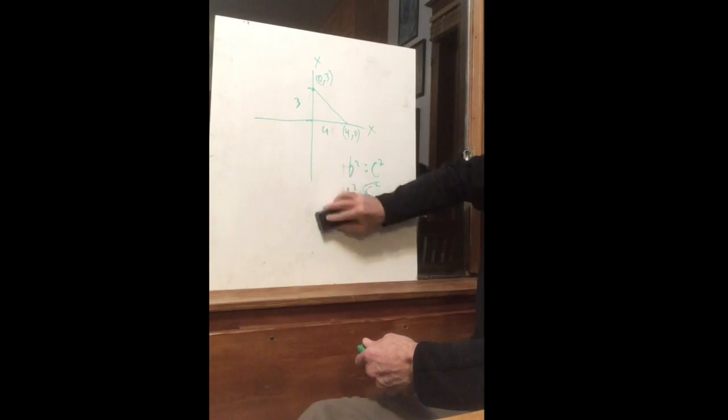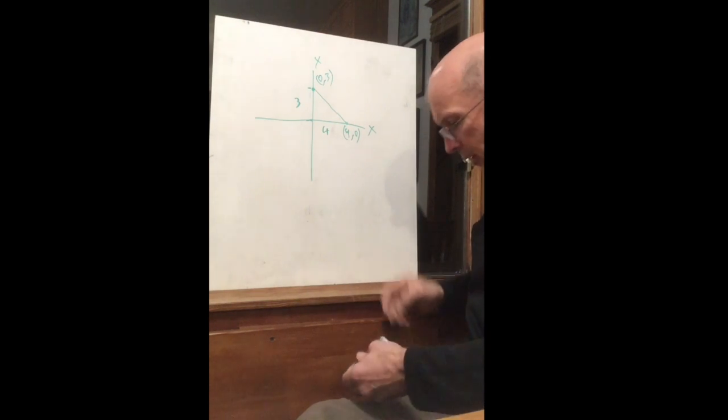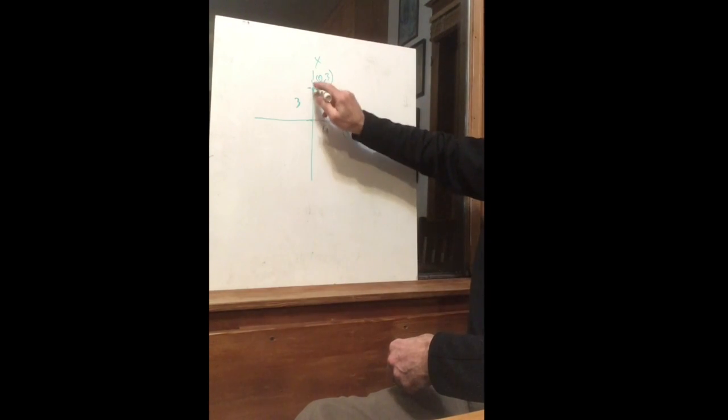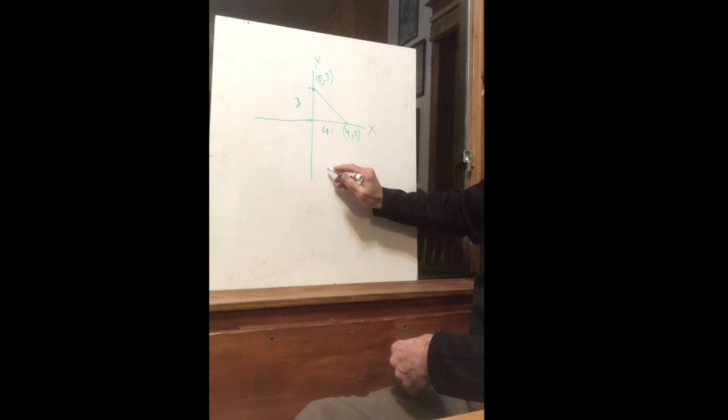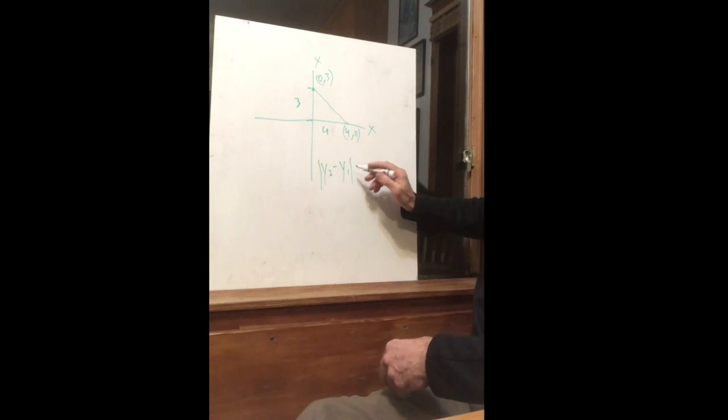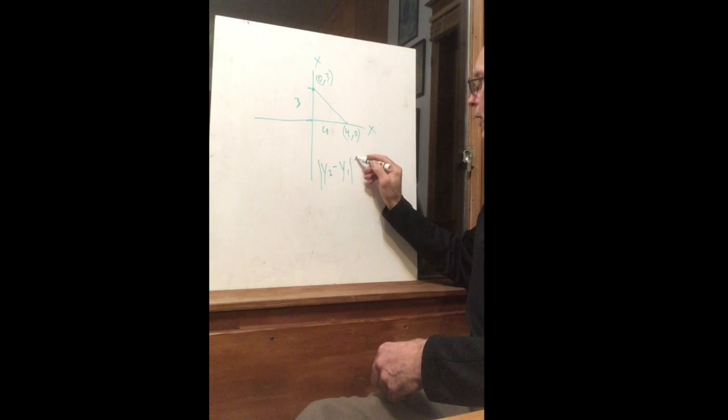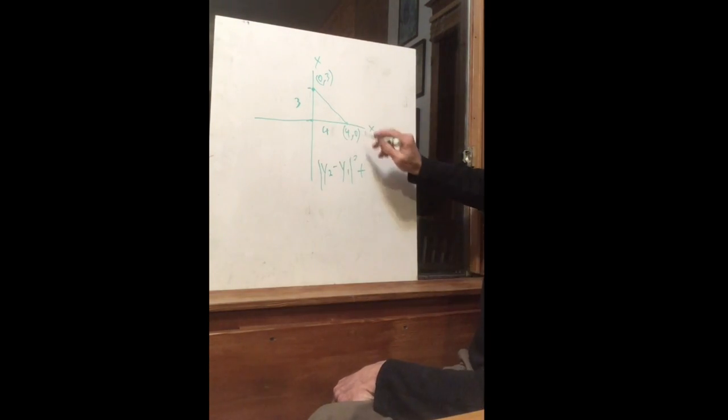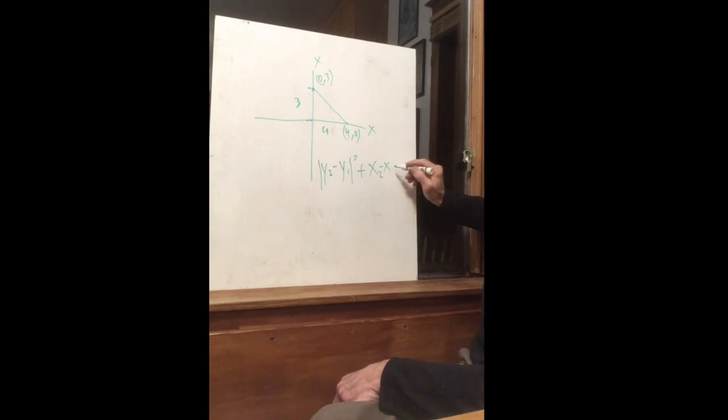A little more rigid formula the book shows you. For your y value here, it would be y2, which is 3, minus the first y, or we could do it the other way around, it doesn't matter. Absolute value of that, and you're going to square it. And then your x value here, we would do x2 minus x1, absolute value of that. And that's going to equal c squared. So since we want c, we're going to take the square root of this side and the square root of this side.